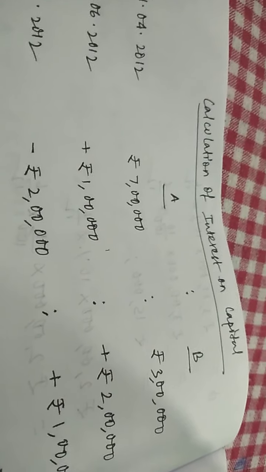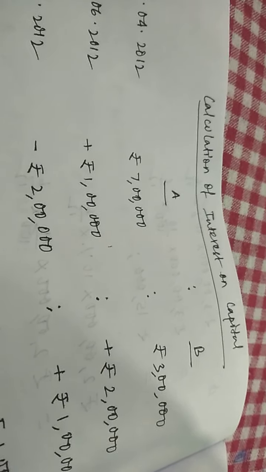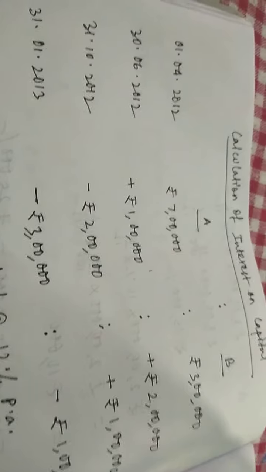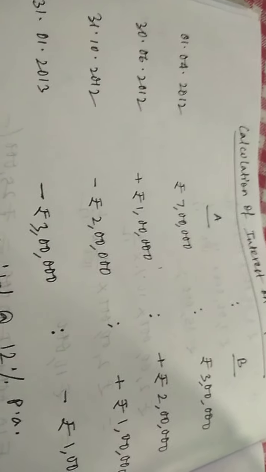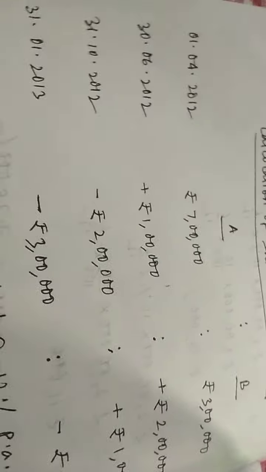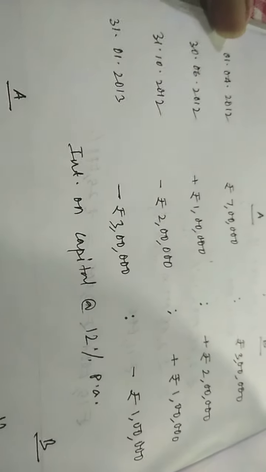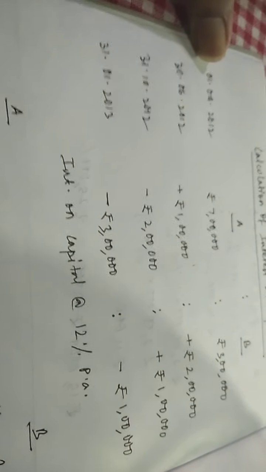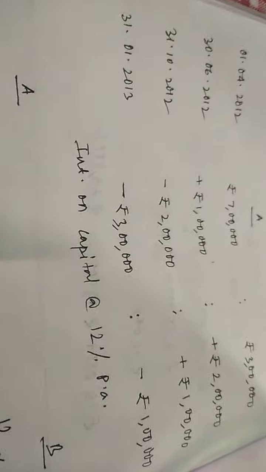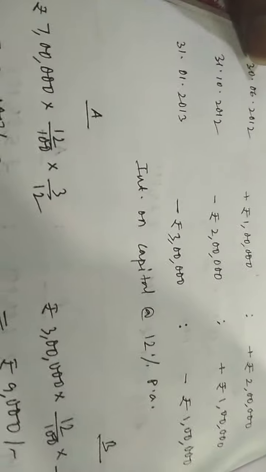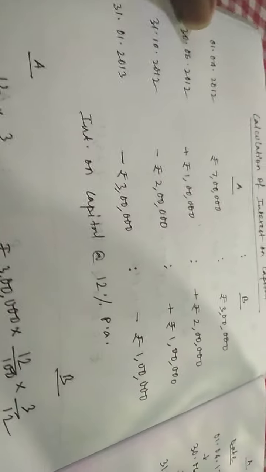You can consider an example where there are two partners, A and B. On 1st April 2012, the capital of A is rupees 7 lakh. On 30th June 2012, he adds rupees 1 lakh. On 31st October 2012, he subtracts rupees 2 lakh from there, and on 31st January 2013, he again adds rupees 3 lakh.